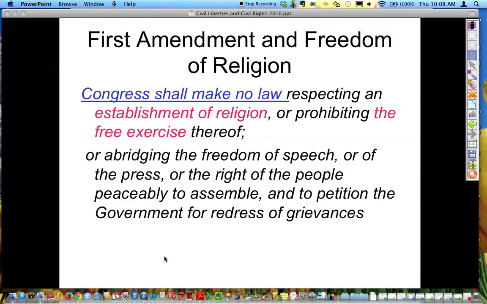So that's it on the first portion of civil liberties and civil rights. Under criminal prosecution, dealing with most of the amendments going up to number 9, you can watch the other portions on freedom of religion and civil rights.